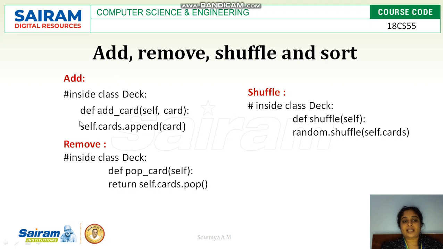So inside class Deck, add_card, the card will be appended to self.cards. For remove, we make use of the pop_card method, which will return the self.cards item which is popped. Pop is a method which is used for removing something from the list. Shuffle is a method which is used to shuffle the cards, and here we import random and make use of the random.shuffle method for shuffling the cards.